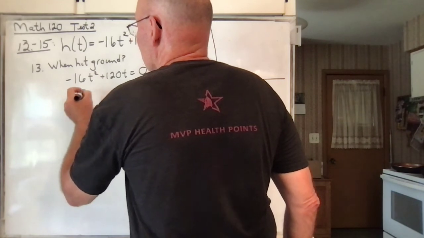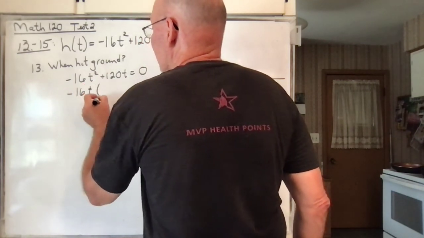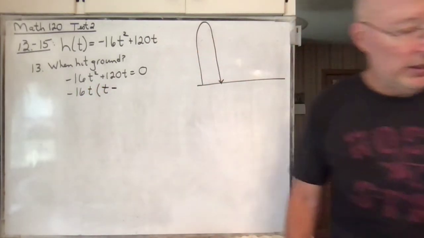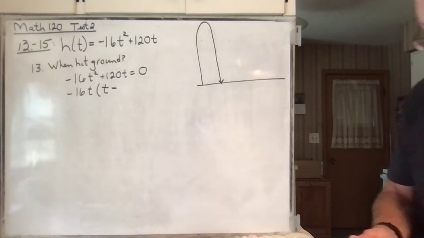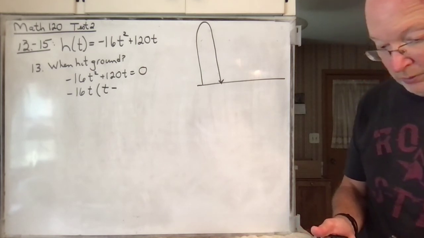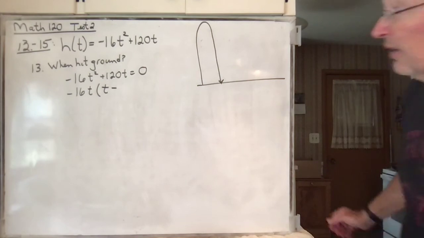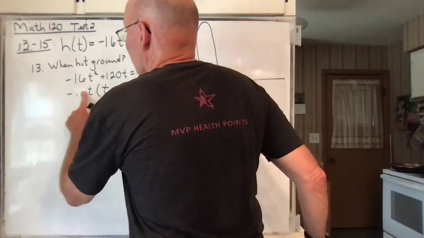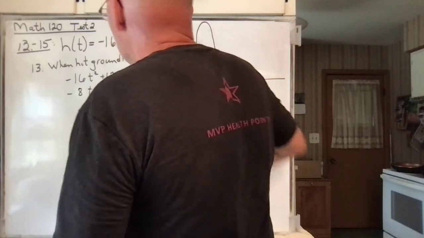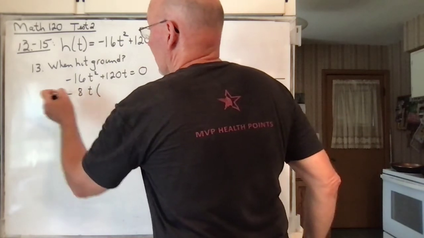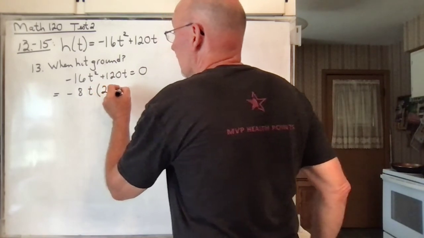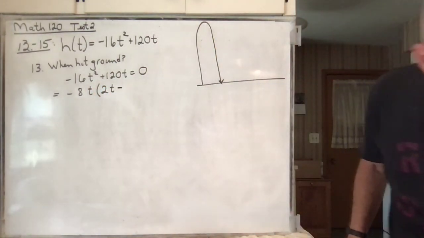You can factor a negative 16t out, and you're left with t. And then what's 120 divided by 16? I think that goes 7.5. So I tell you what, let's do it this way instead. Let's just factor a negative 8 out. If we factor a negative 8 out, you're going to get a 2t here. And then if you take 120 and divide it by 8, you get 15.